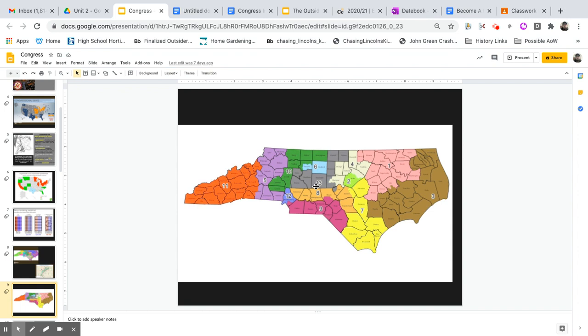And because we've had a census this year, it's going to change again. So we're probably going to get another representative in Congress, and they'll have to redraw these lines all over again.